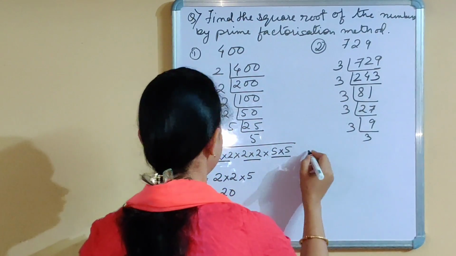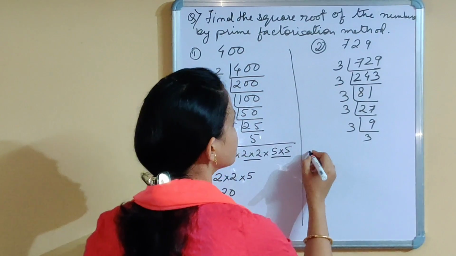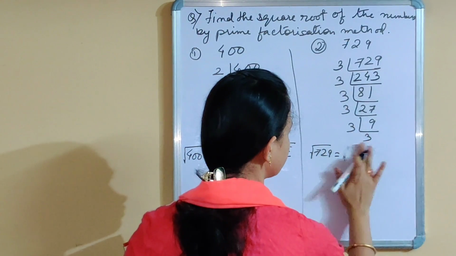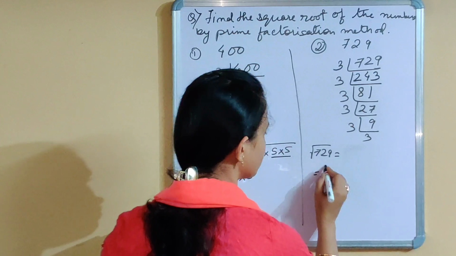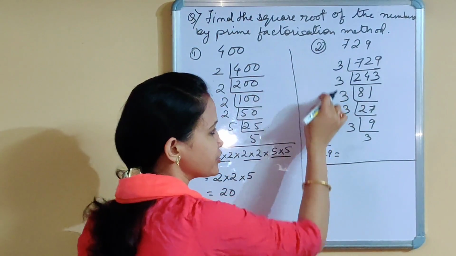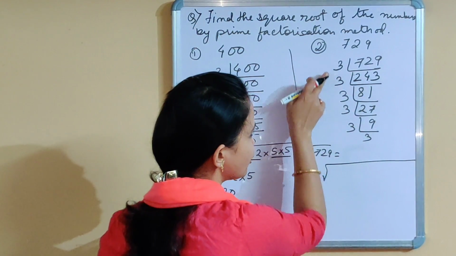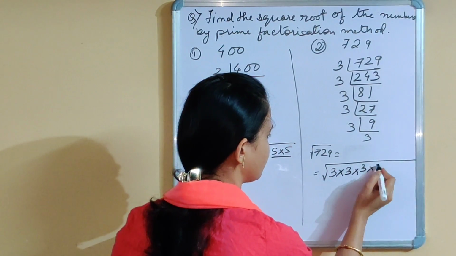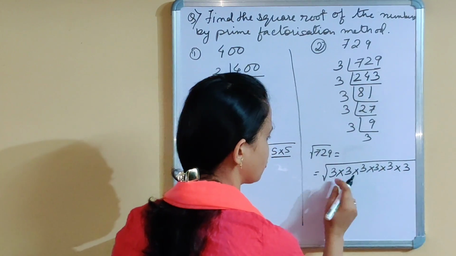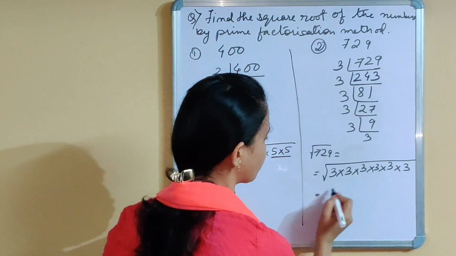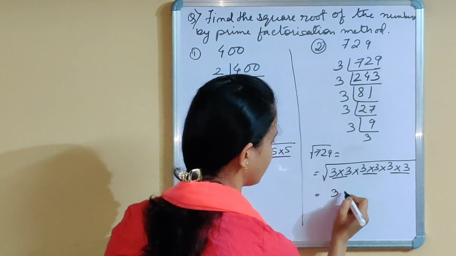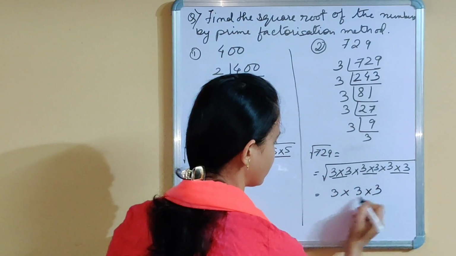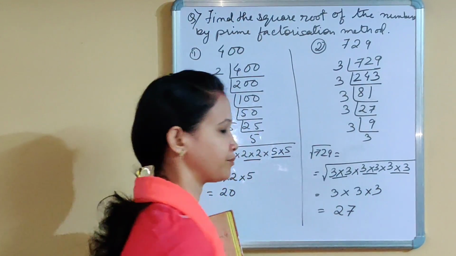So square root of 729, I'll express it in prime factors. How many 3's are there? 1 2 3 4 5 6. From each pairing I'll be taking 1. From this pair 3, from this pair 3, and from this pair 3. So the answer is 27.